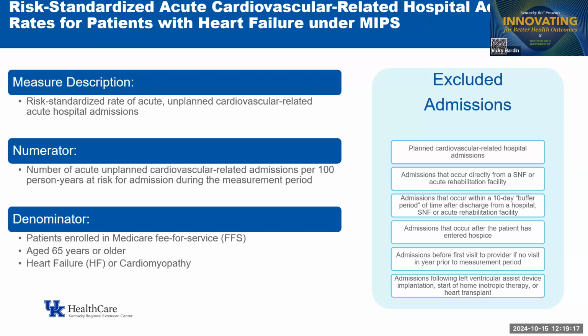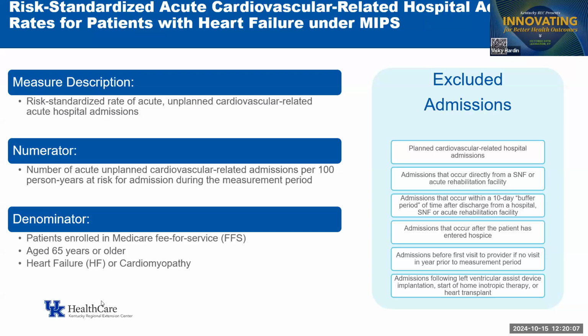There are some excluded admissions, and the measure does not include these admissions, and these are planned cardiovascular related hospital admissions, admissions that occur directly from a skilled nursing facility or acute rehabilitation facility, admissions that occur within a 10-day buffer period after a discharge from a hospital or a skilled nursing facility or acute rehabilitation facility, admissions that occur after the patient has entered hospice, admissions before first visit to provider if no visit in year prior to measurement period, admissions following left ventricular assist device implantation, start of home inotropic therapy, or heart transplant. Heart transplant, that's a mouthful.